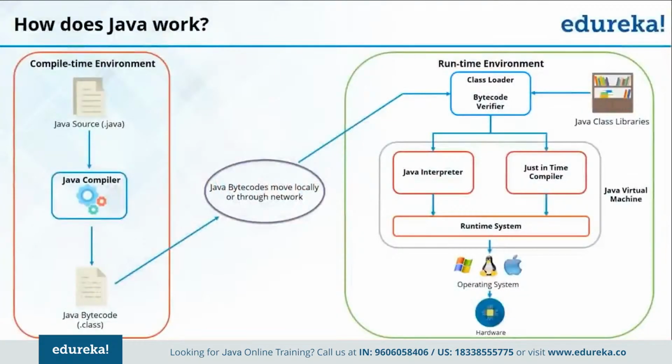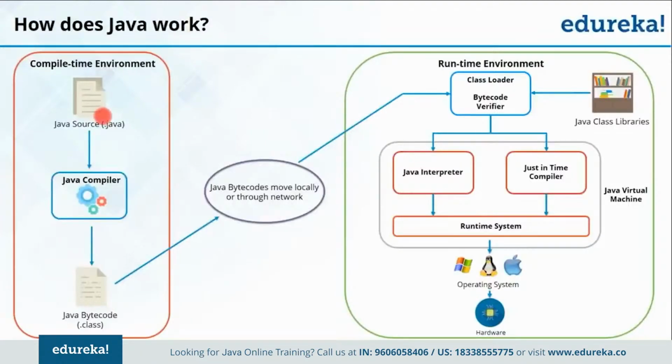Now, let's consider the two main environments. First is the compile time environment, that is the environment where you're going to be developing your Java code, and then you have the runtime environment where you're going to be executing your program as such. So we're going to start off with our Java source code that is going to be of a .java extension. Every code that you're going to be writing and saving should be saved with an extension .java. This basically helps it understand that this is a Java source code file.